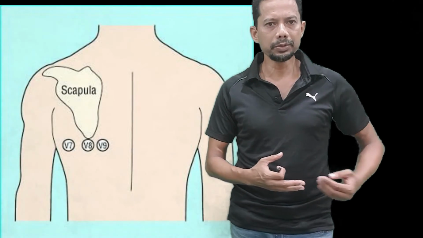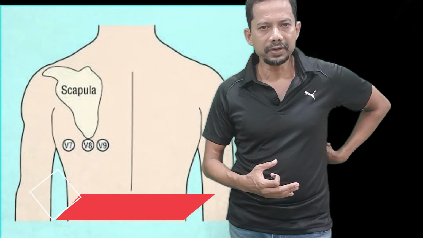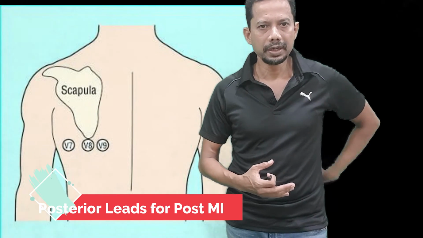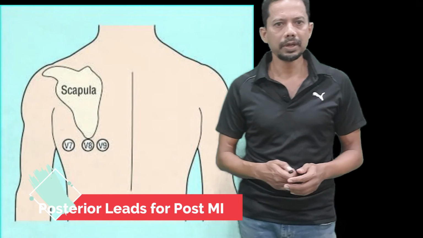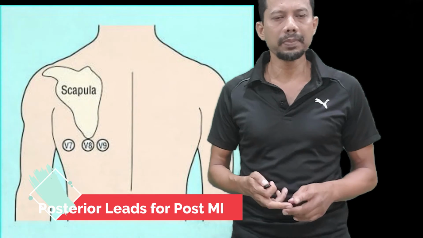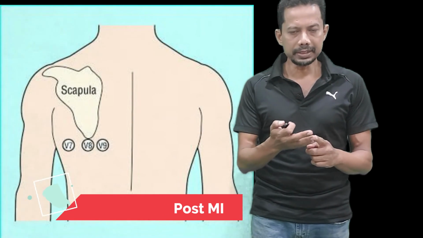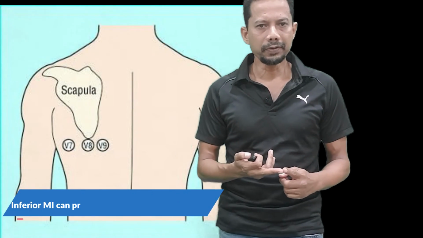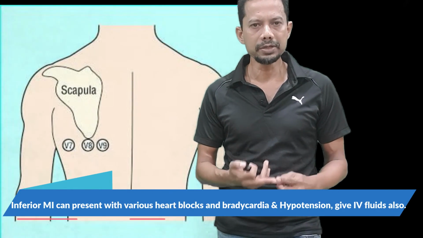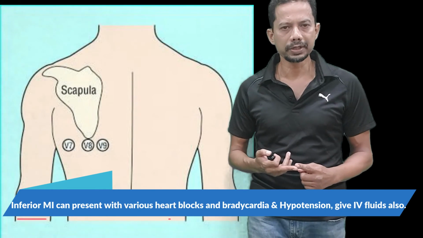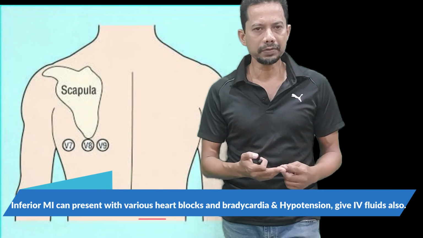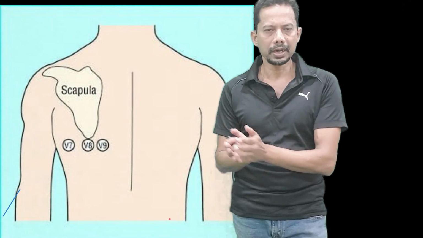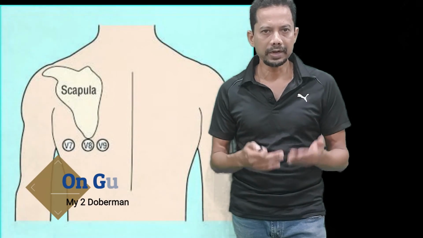Then sometimes you take V7 posteriorly, V8 also posteriorly we can take. So this helps us in diagnosing complex MIs, posterior wall MI. And mind you, whenever there is inferior wall MI, you should always suspect right ventricular infarction and/or posterior wall infarction because of the nature of the blood supply. In inferior wall MIs, you should always look for that. And supposing you are thinking of right ventricular infarction.